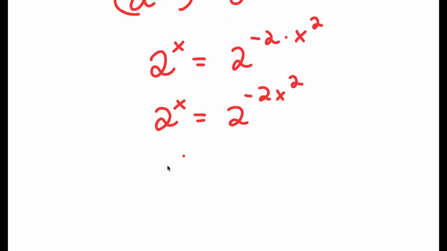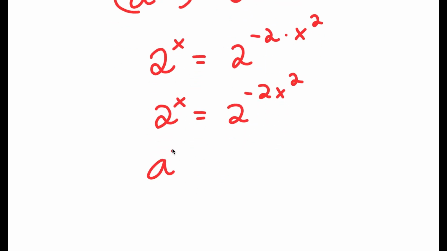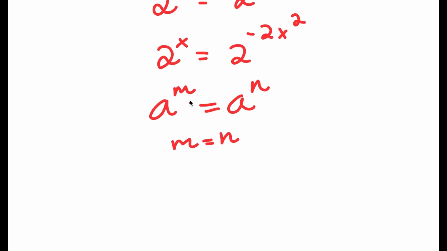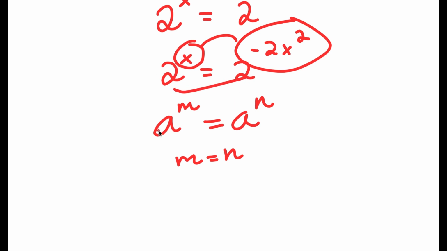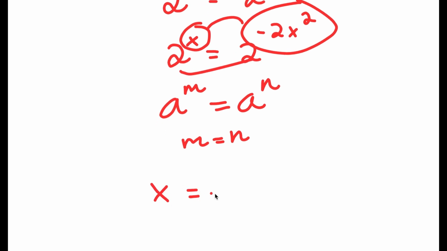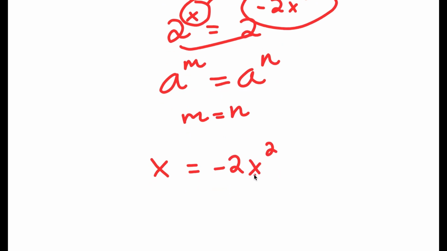So now, if I have something in the form a to the power of m is equal to a to the power of n, this means that m is equal to n. So in this case, I have 2 to the power of x is equal to 2 to the power of negative 2x squared. Notice how x and negative 2x squared, they're going to equal each other because both of these have the same base. So I have x is equal to negative 2x squared.